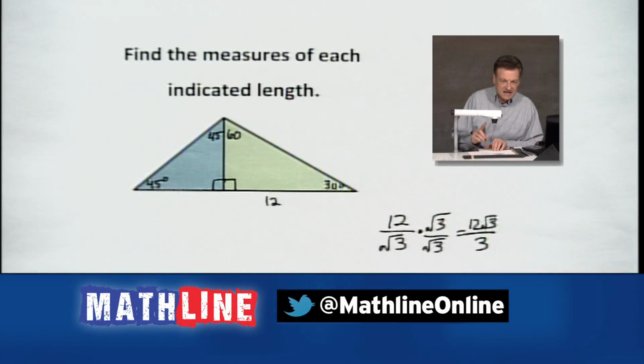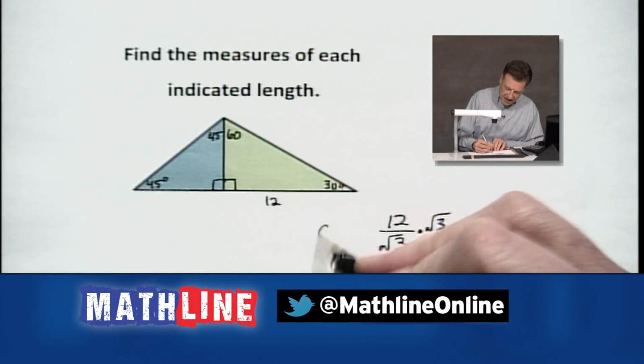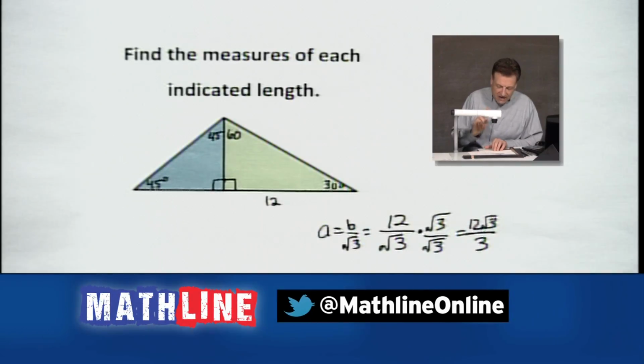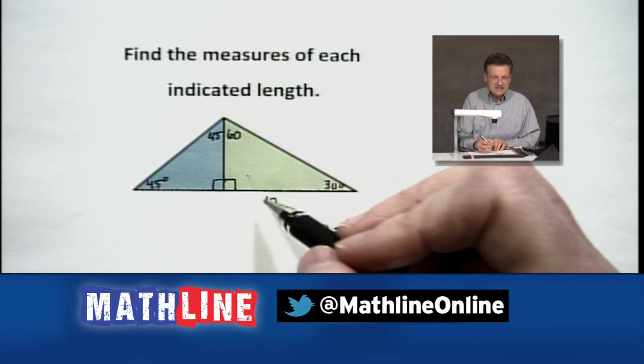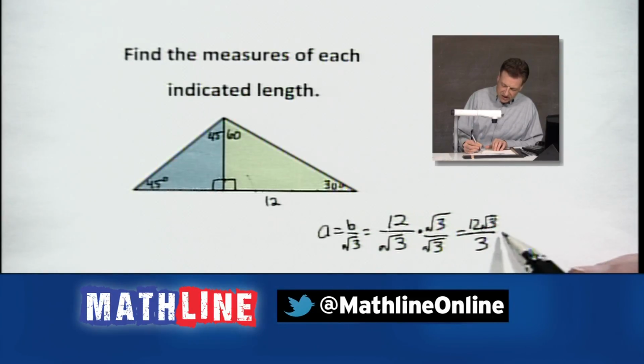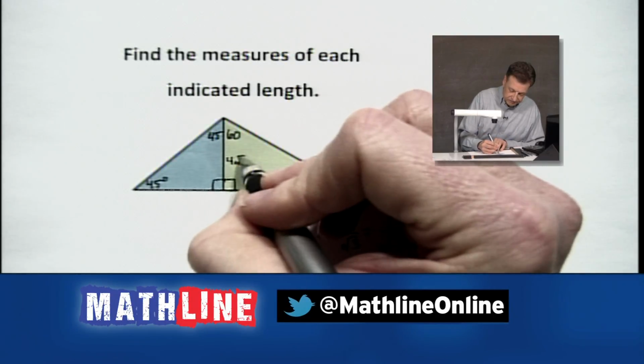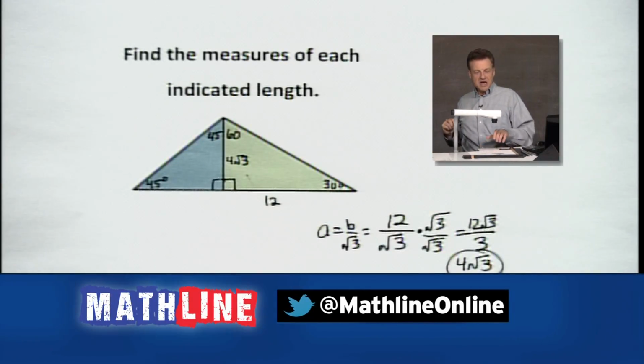I basically said that if I'm looking for A is equal to B divided by the square root of 3. Why did I have to go here? Because I'm opposite the 60. By the way, that's going to give us 4 times the square root of 3, whatever units you're using. It's right here. Double that number to get to your hypotenuse on the 30, 60, 90 triangle side.